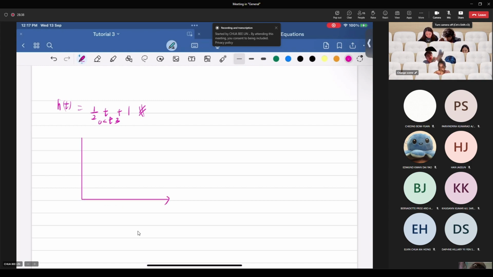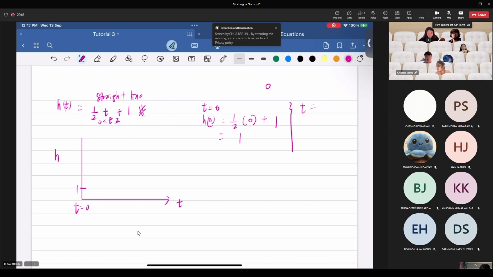You'll be having this when t equals to 0, h0 will be 1 over 2 times 0 plus 1, so the initial is 1. This is h, this is time. Then this is a straight line. In order to form a straight line, you only need 2 dots. So I will take the initial and also the end point of this event, which is from 0 to 3.